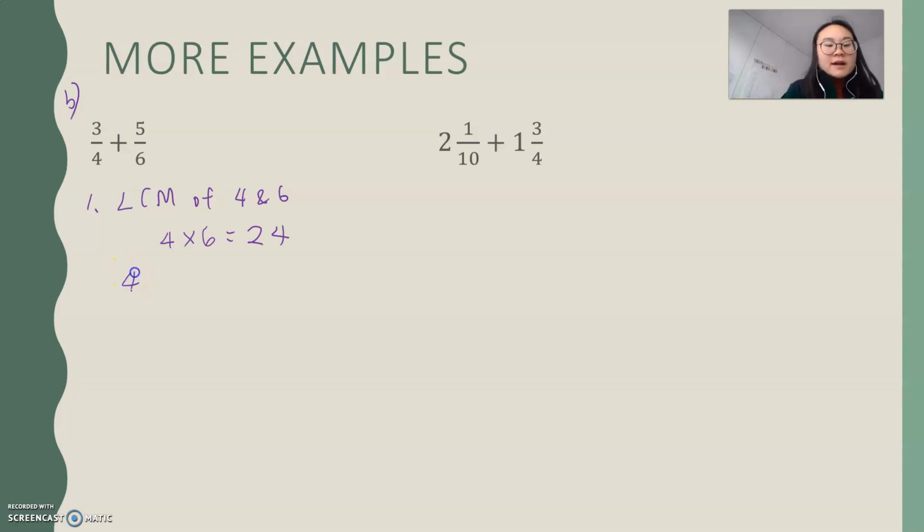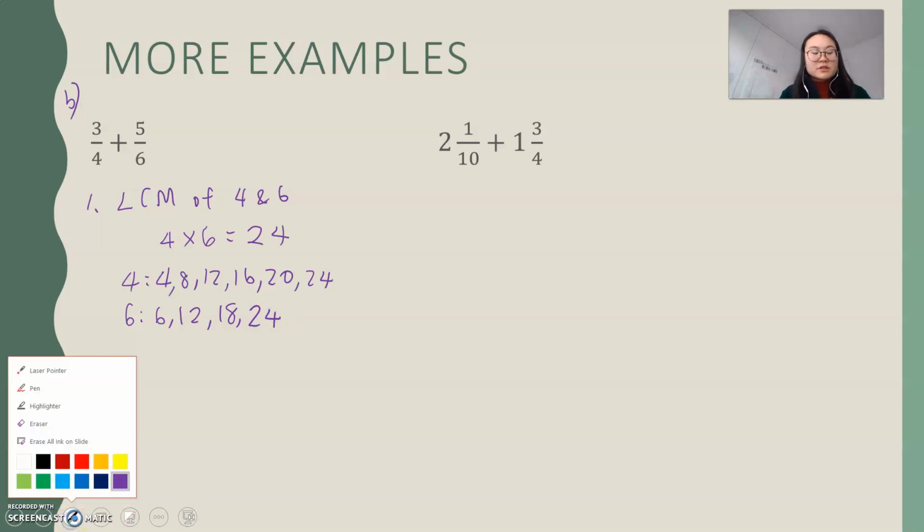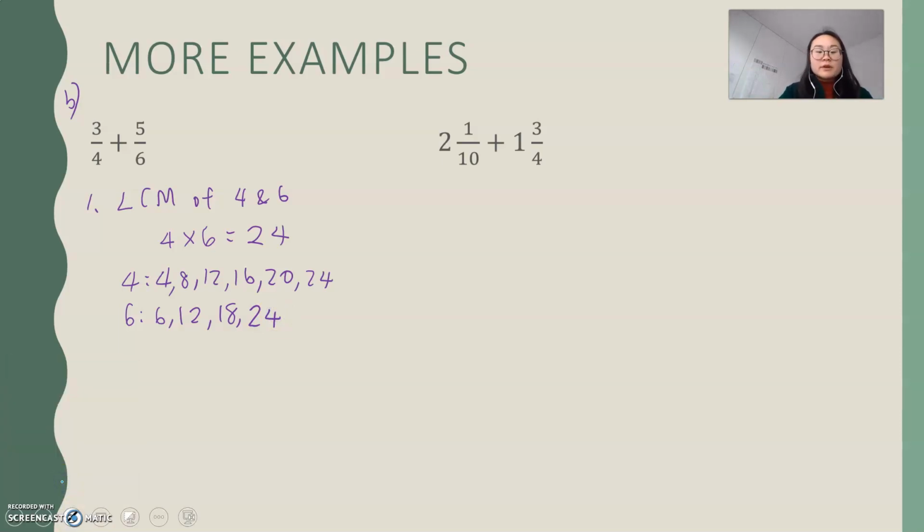If I were to actually write out all of the multiples of 4 and all of the multiples of 6, well, not all of them, but some of them, and then try and compare them and see which number is in common and which one's the lowest number in common to both, that's not actually 24.